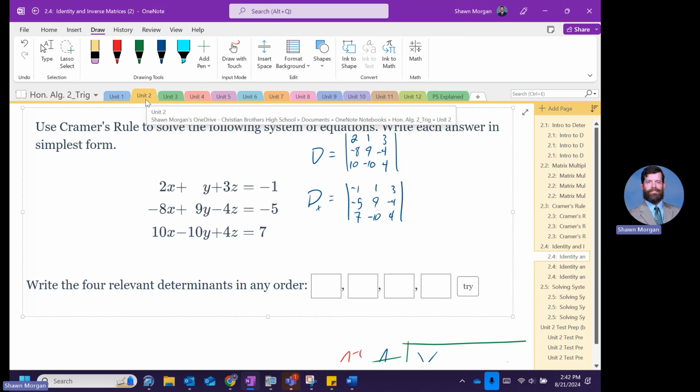Is that a new one? Yeah, I like the color. That's a good looking color. I got it.